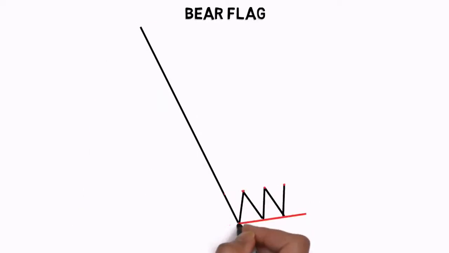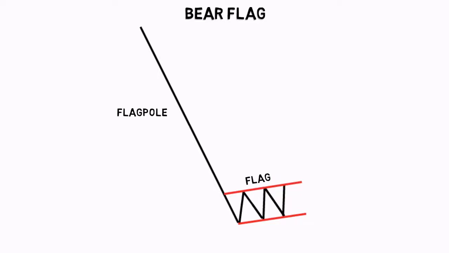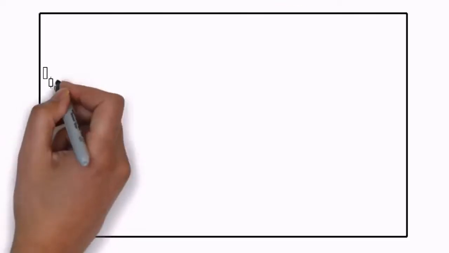A bear flag is a bearish continuation pattern. It comes after a strong move downwards and consists of a flagpole as the strong move to the downside and a consolidation phase, which is known as the flag. Let's take a look at the charts.